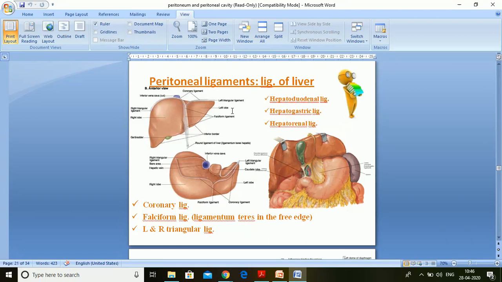For example, hepatoduodenal means it is connecting the liver to the duodenum. Hepatogastric, from liver to stomach. Hepatorenal, from liver to the kidney. The coronary ligaments are present on the superior surface of the liver. The falciform ligament and the coronary ligament attach to the diaphragm, and the triangular ligaments are also present on the superior surface of the liver.